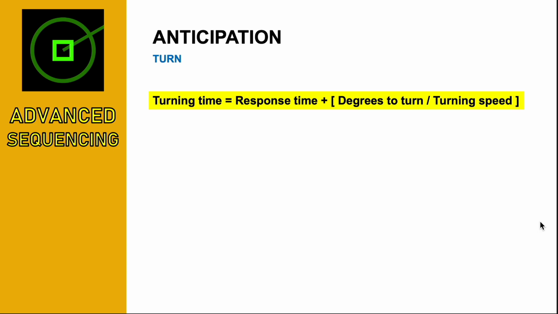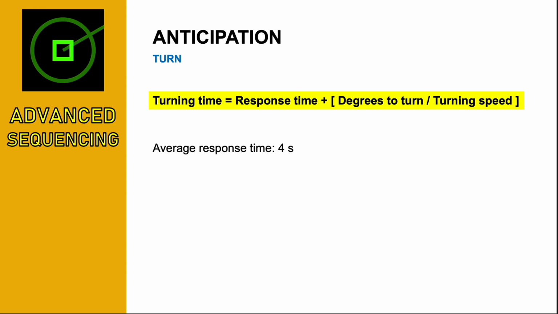For example, if you are at 240 and you need to change the vector to 210, the degrees to turn is the difference. So for example, there is a 30 degrees difference. So in this case, you're going to change 30 degrees. And the turning speed is usually 3 degrees per second. So that is the turning time.